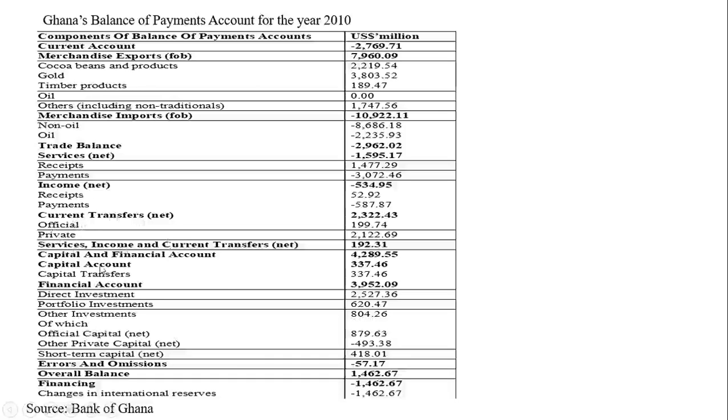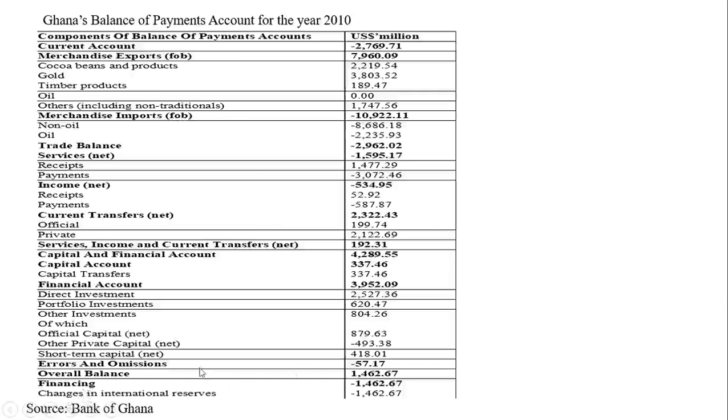Aside from the current account, we have the capital account, and the capital and financial account. Under the capital account, we have capital transfers and the financial account. Then we have direct investment, portfolio investment, other investment, official capital. So we have all these factors in a country's balance of payment, which is a monetary financial statement. Then we have financing, changes in international reserves.